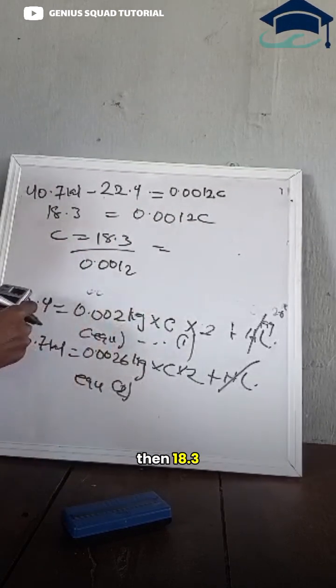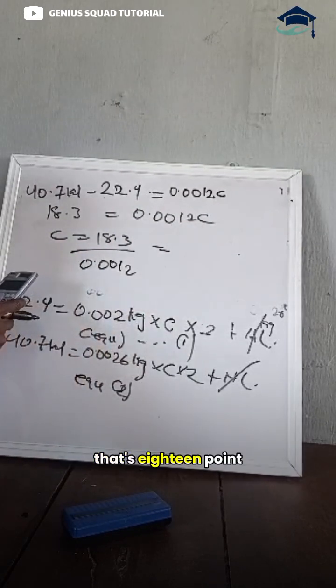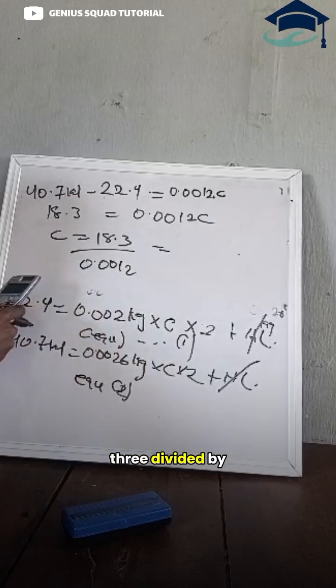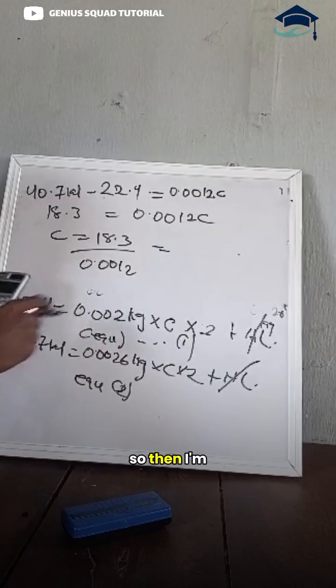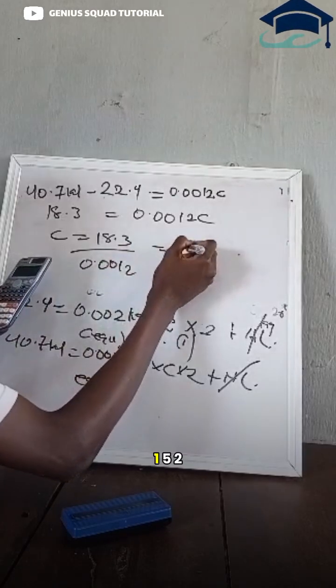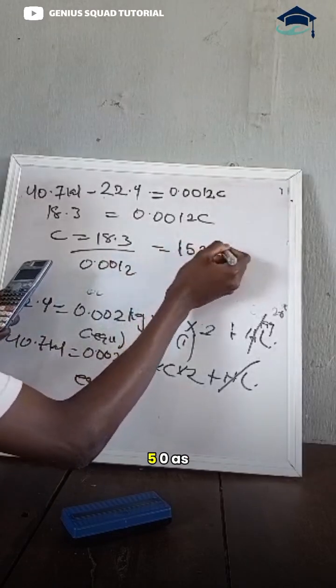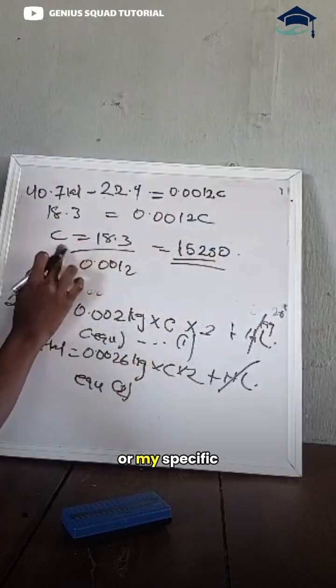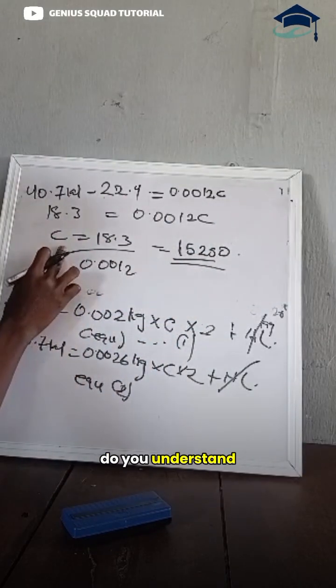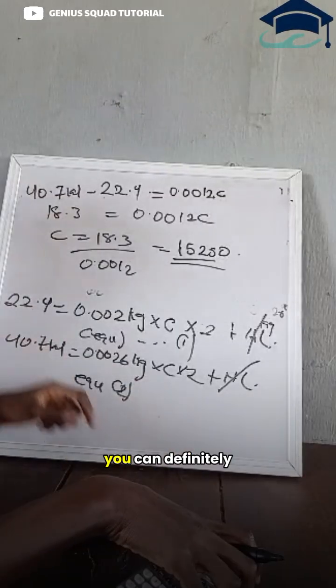So 18.3 divided by 0.0012. So then I'm going to have 15250 as the value of my specific heat capacity. Do you understand? So that is just how you can definitely calculate.